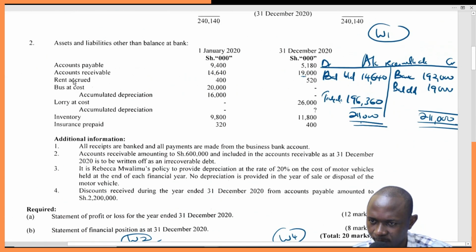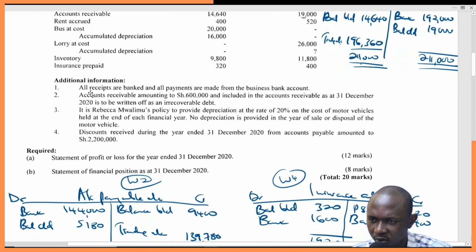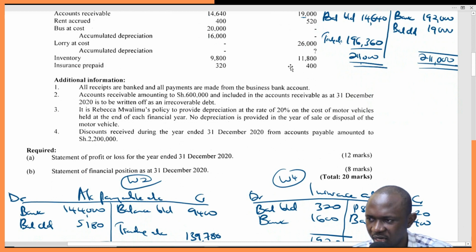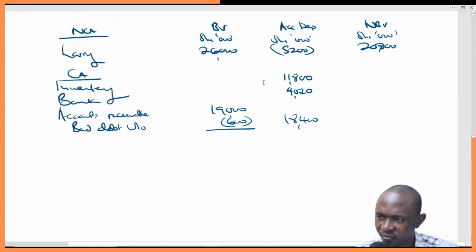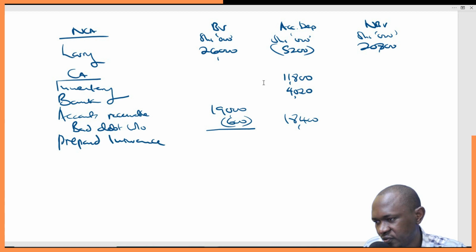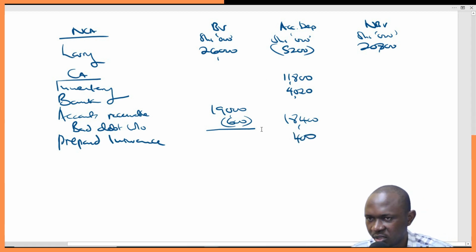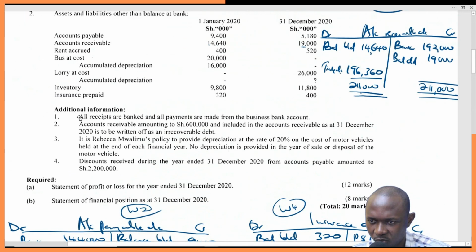Then where do we go next? Rent accrued, that one is not. Insurance prepaid. This one is an asset, 400, what we had prepaid for the following year, 2021, yet we are still in 2020. So prepaid insurance, 400 is an asset, it's a current asset. Let's check if there's anything else. I think we are almost at the very bottom end. So this one captured.